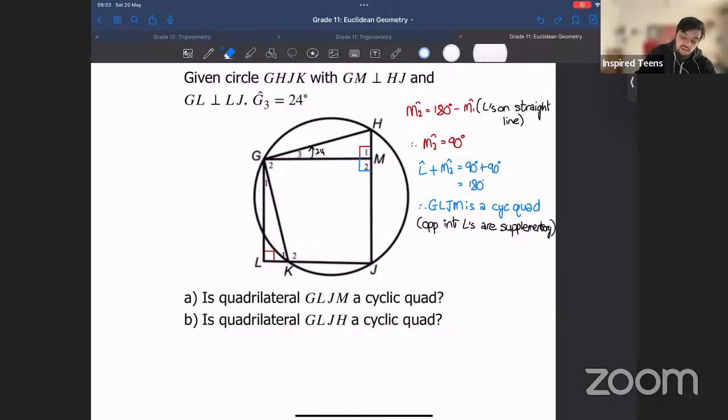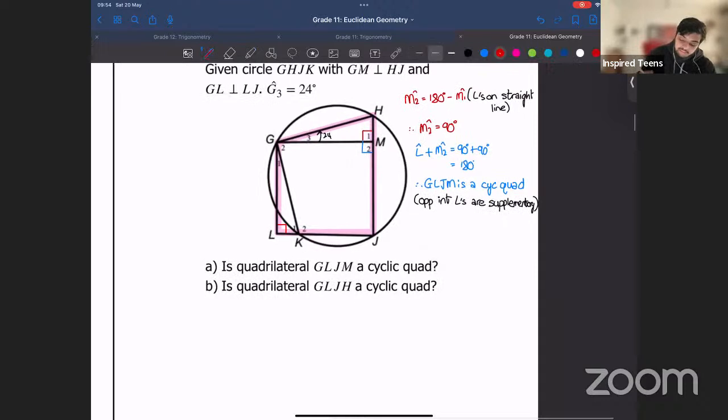Then they ask, is quadrilateral GLJH a cyclic quad? Let's consider GLJH. Okay, this whole thing. GLJH, is this a cyclic quadrilateral? So one way we could use to solve this is, obviously we know L. Okay, so if we can get the value of H, if we can prove that this is 90, then we can prove that it's a cyclic quadrilateral. So let's try and get the value of H.